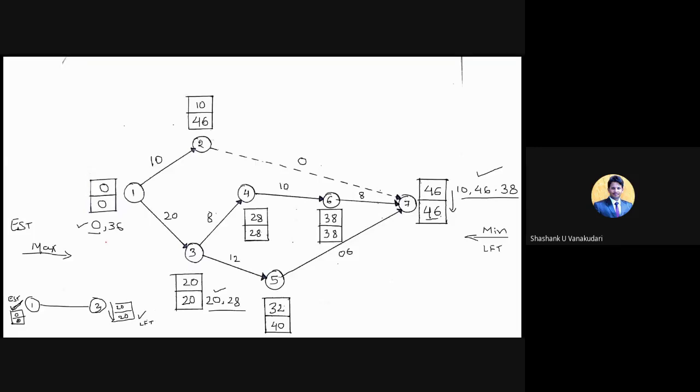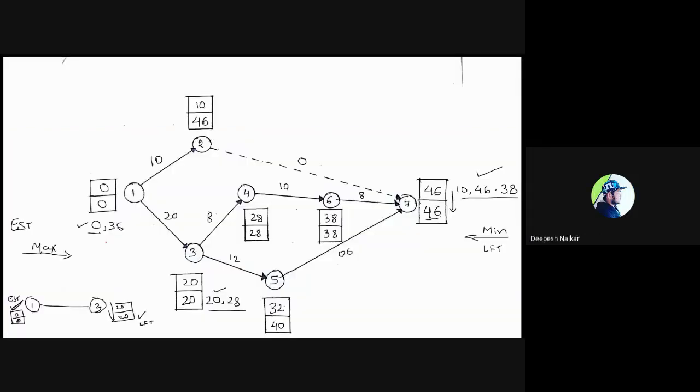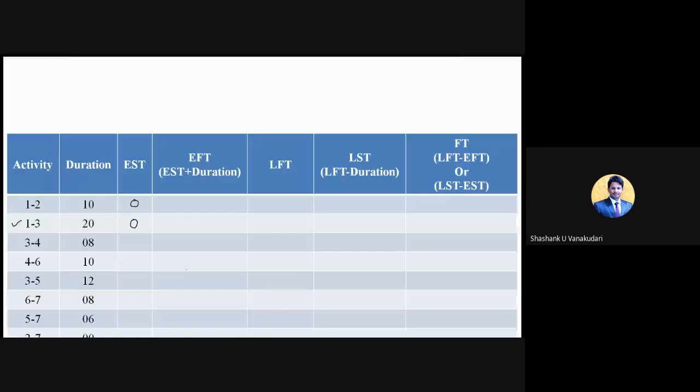Those who have made mistakes, just get the clarification now, so that you won't repeat these things in the exam. Okay, so now for 1 to 3, the EST value will be 0. So I am noting down the same thing here. And now for 3 to 4, yes, 20. This is 3, this is 4. You need to consider these box values. You leave this. Only you need to consider the box values. So for this, I am selecting this value as EST, that is 20.